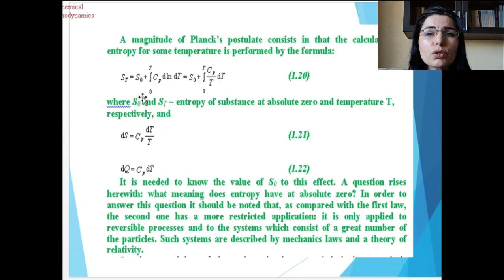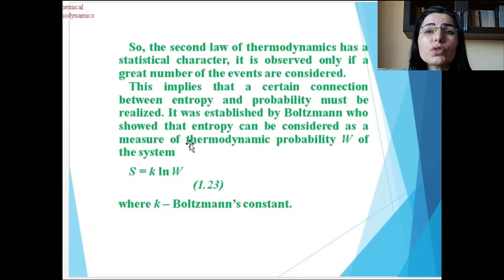In order to answer this question, it should be noted that, as compared with the fourth law, the second one has a more restricted application. It's only applied to reversible processes and to the systems which consist of a great number of particles. Such systems are described by mechanics laws and the theory of relativity. So the second law of thermodynamics has a statistical character. It's observed only if a great number of events are considered.